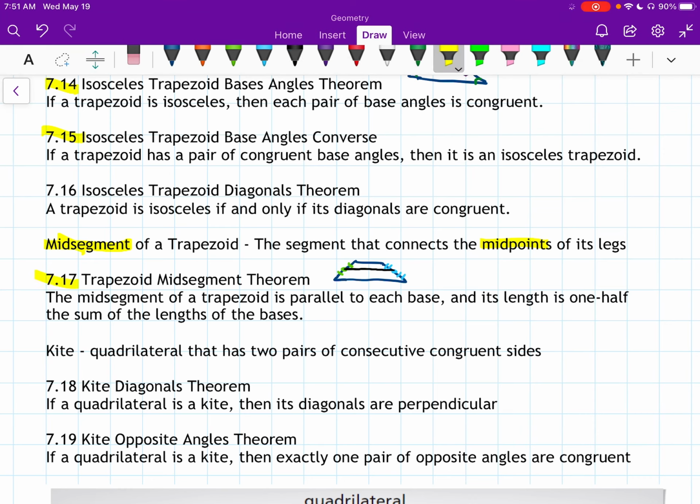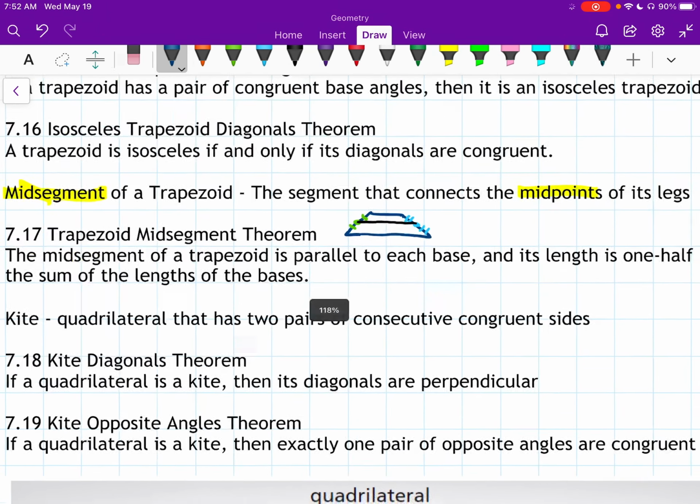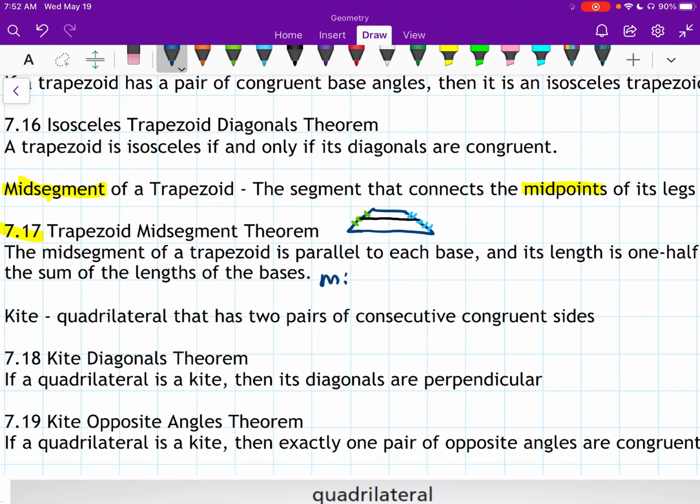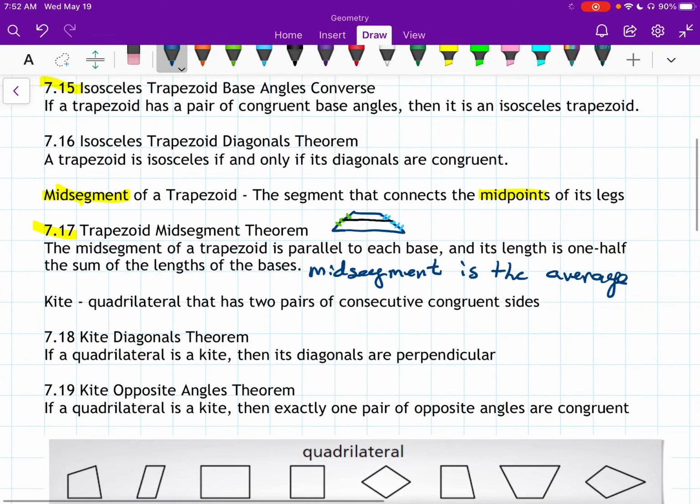7.17, the trapezoid mid-segment theorem. The mid-segment of a trapezoid is parallel to both bases and its length is 1/2 the sum of the lengths of its bases. Now that's kind of wordy. What that means is the mid-segment is the average of the bases. That's the way that I think about that. You add them up and divide by 2.